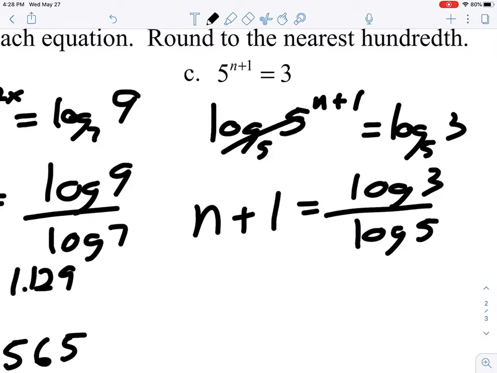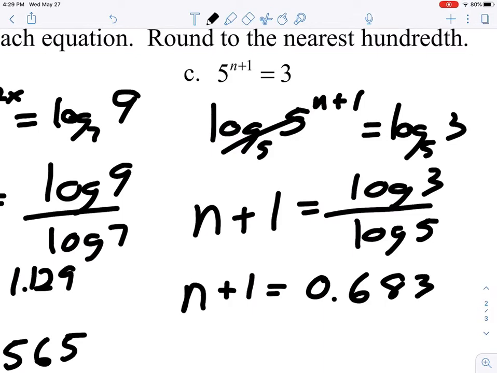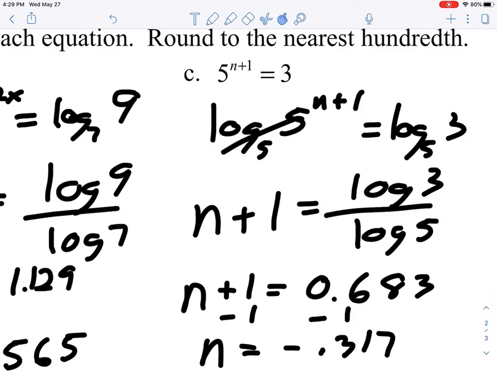So my calculator can do that. Log of 3, close parentheses, divided by log of 5, equals. Then I'm just going to add 1, but I've got to subtract 1. Plus 1 equals 0.683, right? And I just subtract 1, minus 1, and I get n equals negative 0.317. Good.